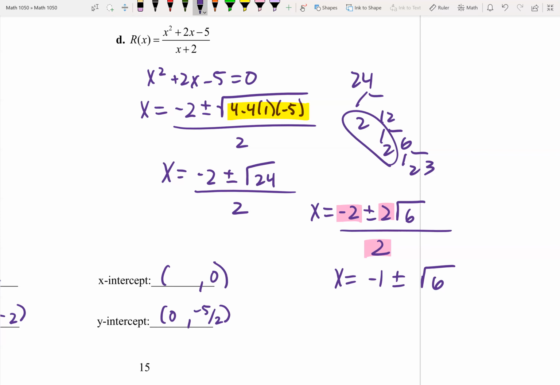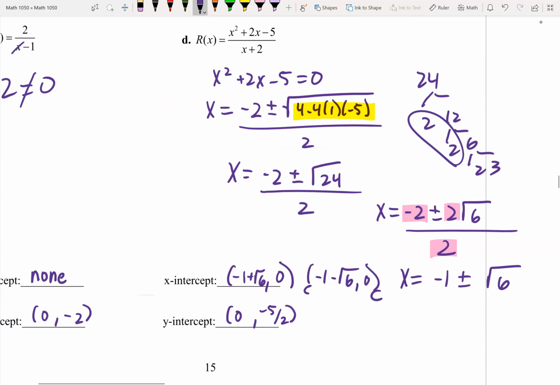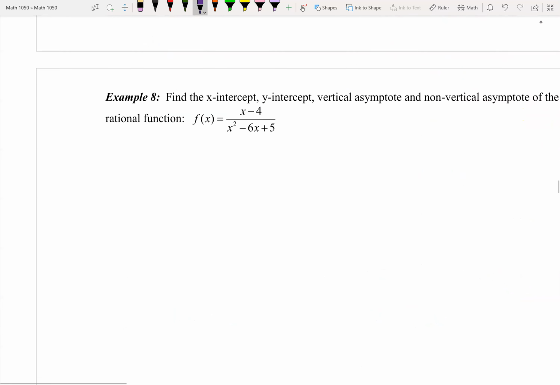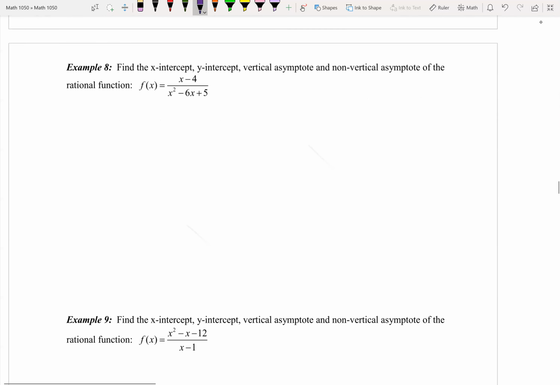Do not write this as plus or minus. So write it as -1 plus the square root of 6, comma 0, -1 minus the square root of 6, comma 0. If they asked you if they bounced or crossed, what would your answer be? They cross because they are each a solution one time. Let's come back over here. Oh, there's no x-intercept, so that's good. Okay, question 8 and 9, and we're done, and I have not too much time.